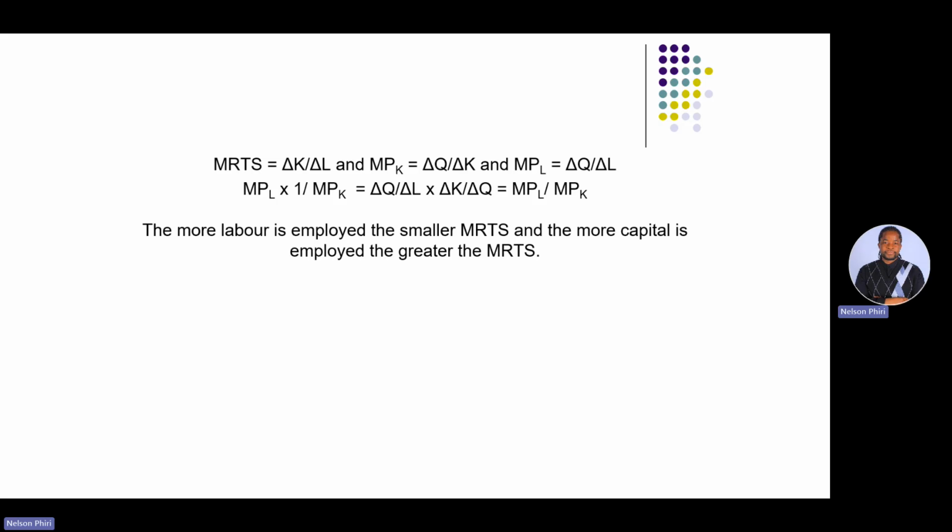So it tells us that the more labor is employed under a small MRTS, and the more capital will be employed under a great MRTS. It becomes a useful standard rule to be applied later. So what is important there is to notice that your MRTS is a negative slope and it is smaller when we're using more labor, then it becomes greater when we use more capital.